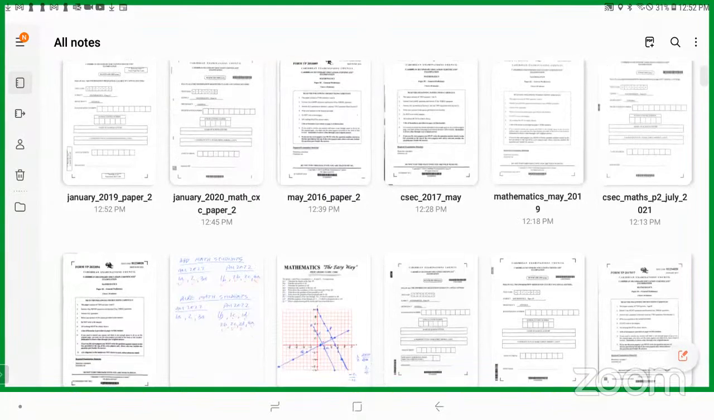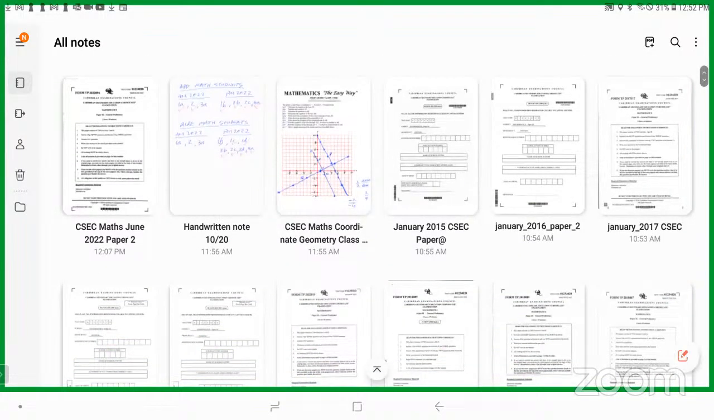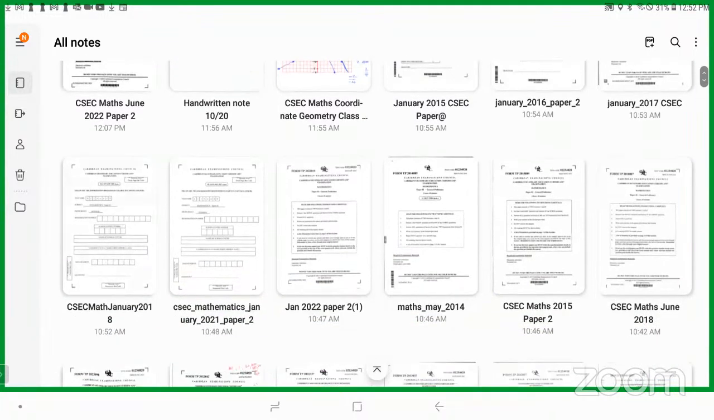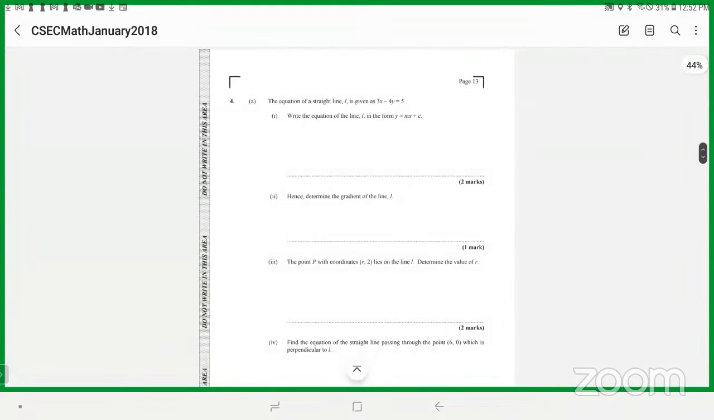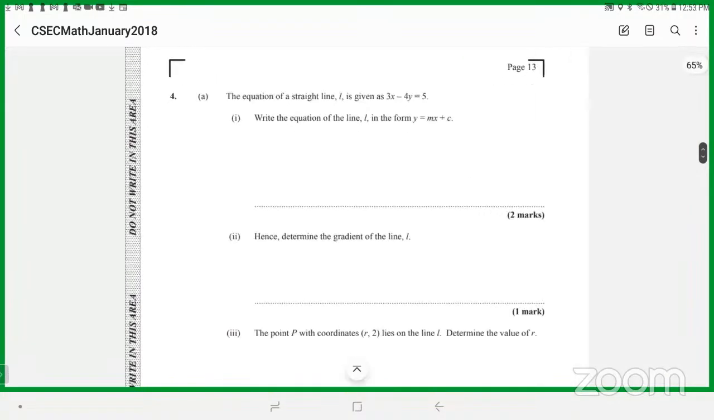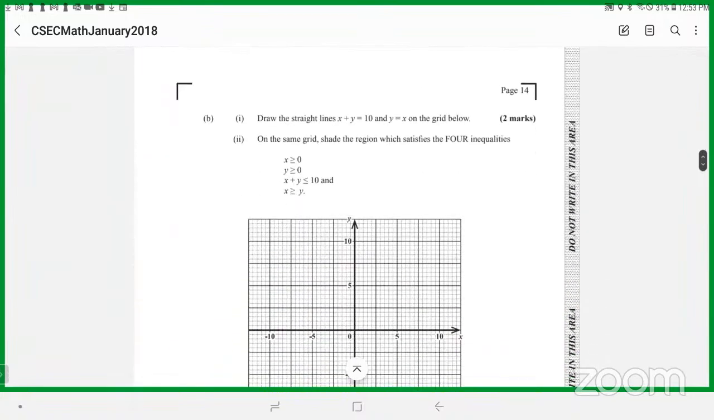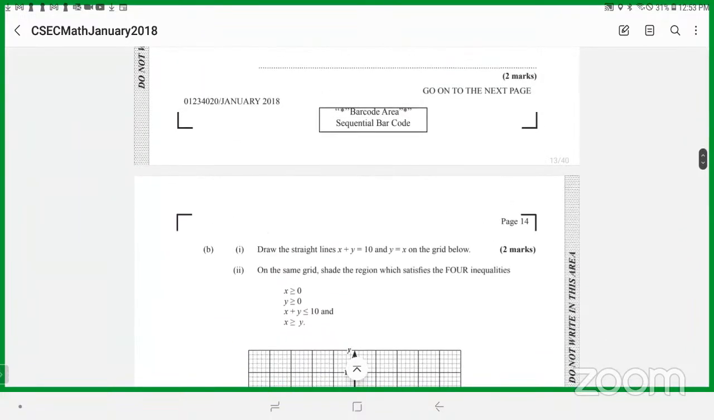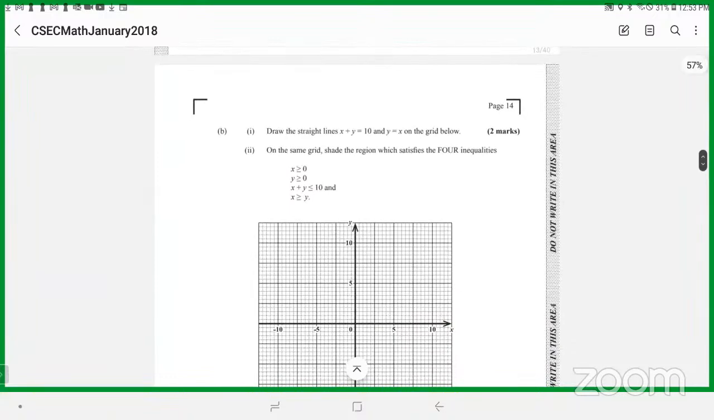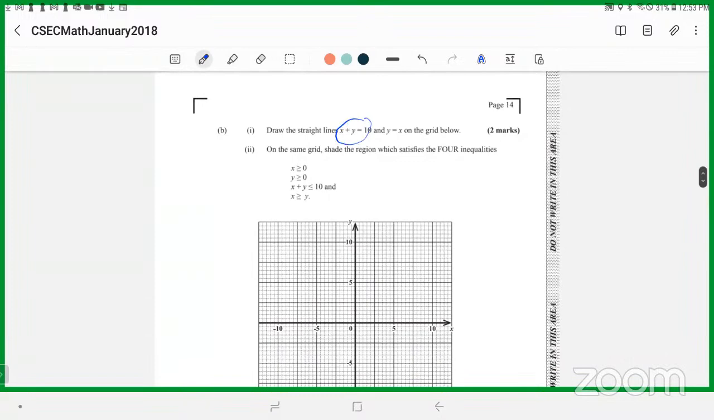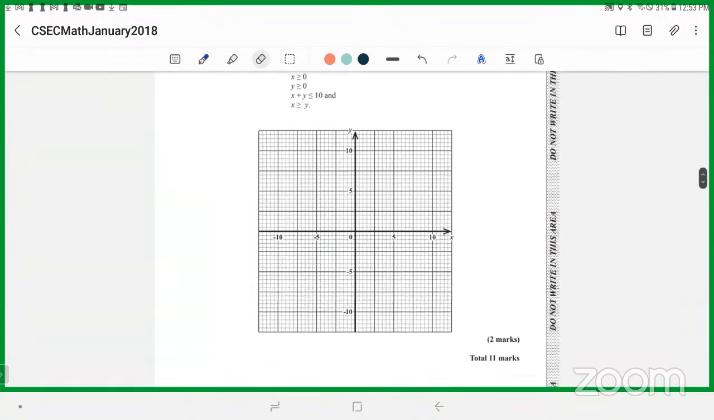January 2018, right here. January 2018 paper. All right, so this one doesn't give us any graph, so it's a bag of calculations. But this is a different question. This is the next topic we're going to do. That's why I tell you, you have to know coordinate geometry. See, this question has some lines in it as well.